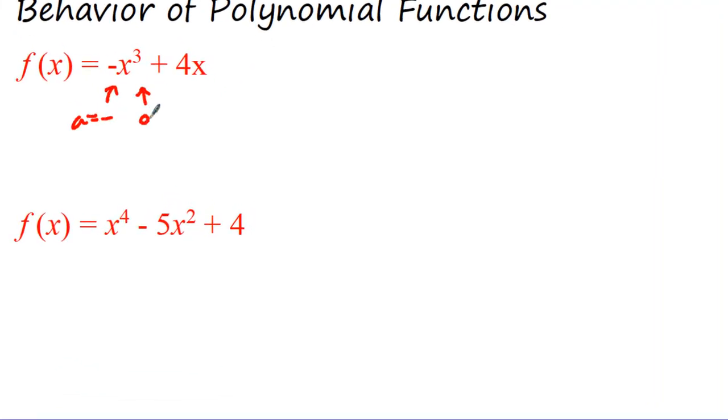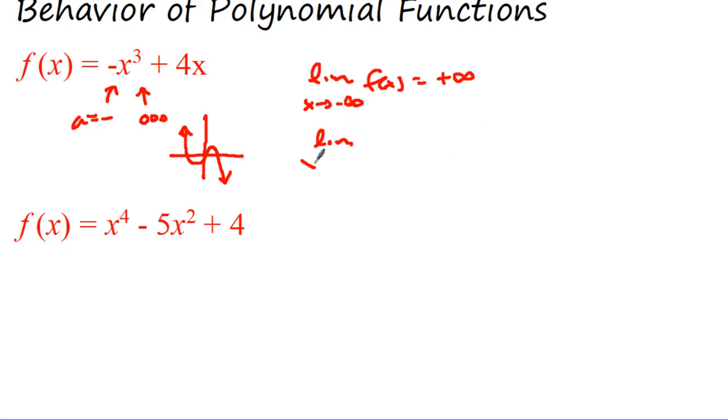I have an odd function, which means, if you remember, our even function looked like that, our odd function looked like that, didn't it? Which means, what can we say? The limit as x approaches negative infinity of my function is going to be going up towards positive infinity. The limit as x approaches positive infinity of my function, the end behavior on the right-hand side, is going down towards negative infinity. Let's take a look at the second function.